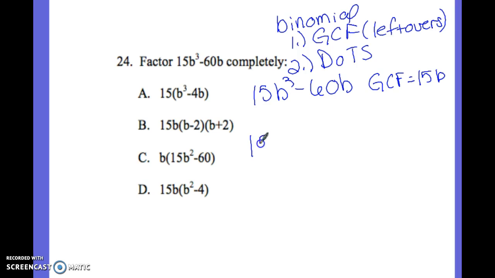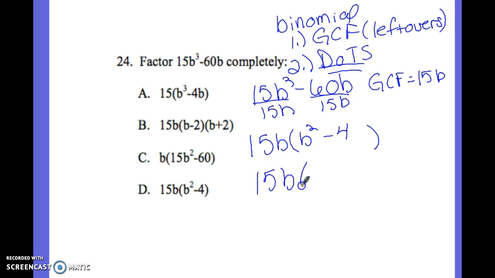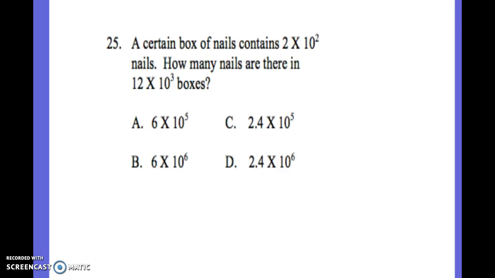So I factor it out and I get 15b times, when I factor out my 15b, I get b squared minus 4, which is a difference of 2 squares. So I get 15b times b plus 2 times b minus 2, because the square root of b squared is b, the square root of 4 is 2, and you get B as your answer.